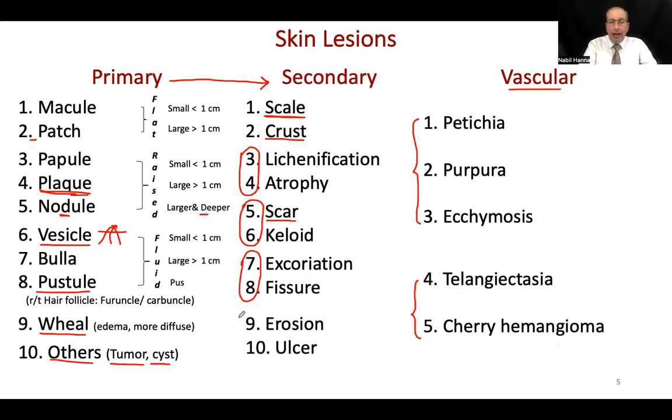In erosion and ulcer, there is area loss of skin. So excoriation and fissure, both are linear loss of skin, whereas erosion and ulcer is not linear loss, it is area loss. And we call it erosion when it is superficial, and we call it an ulcer when it is deep.